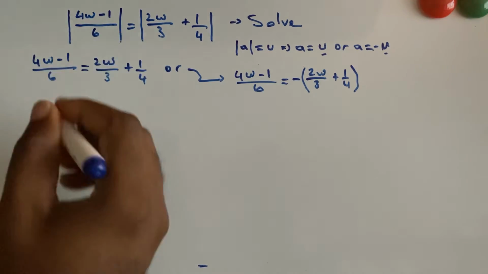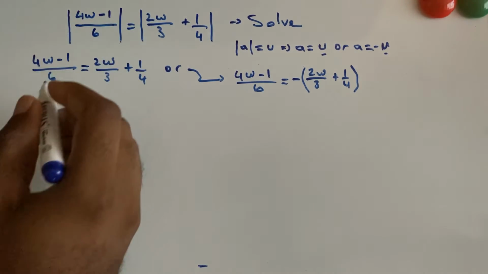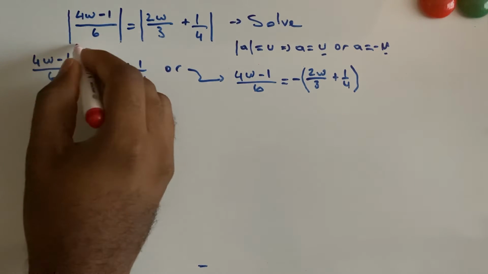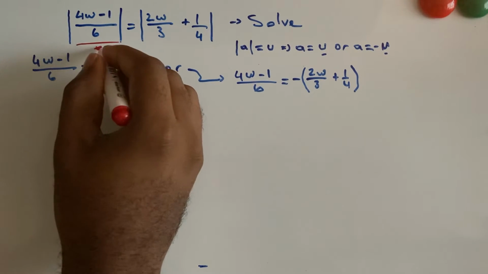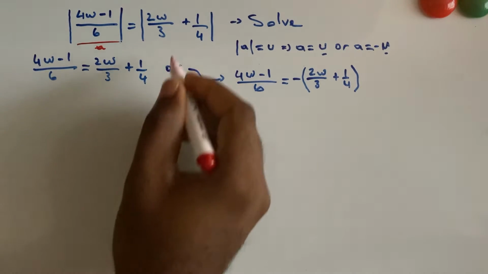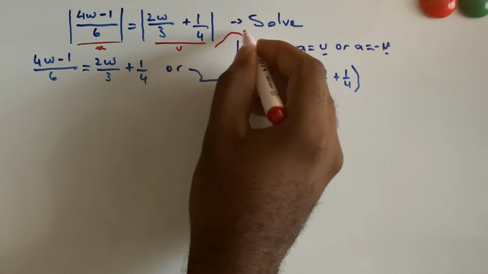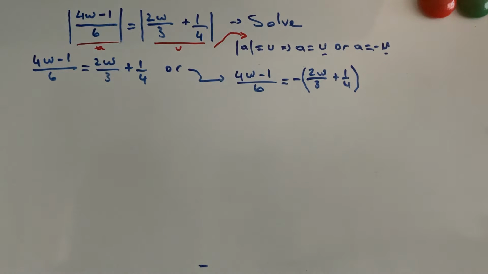So I'm talking about this. In this case, it's as if I'm using this entire thing as a and this entire thing as u. So that's why I had what I put there. Okay, so then you keep solving and you solve each one separately.